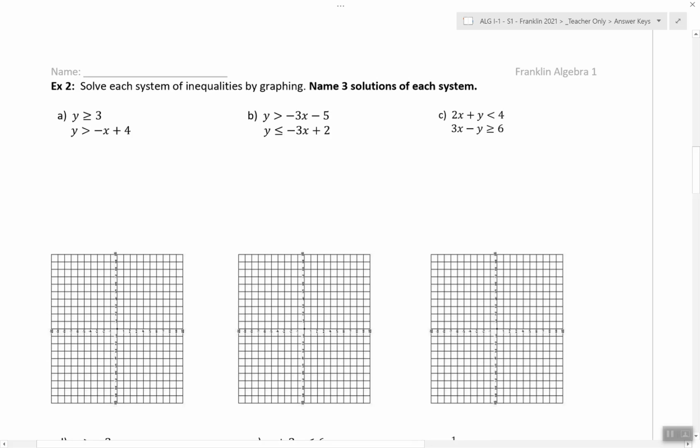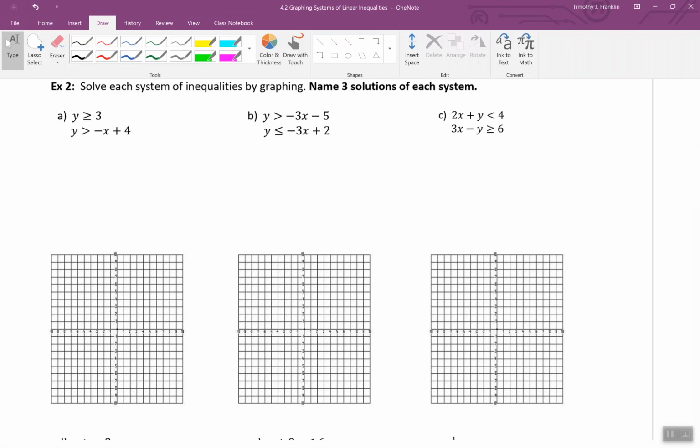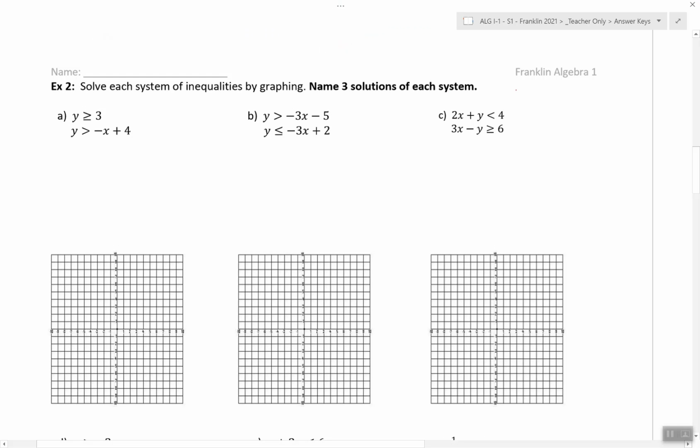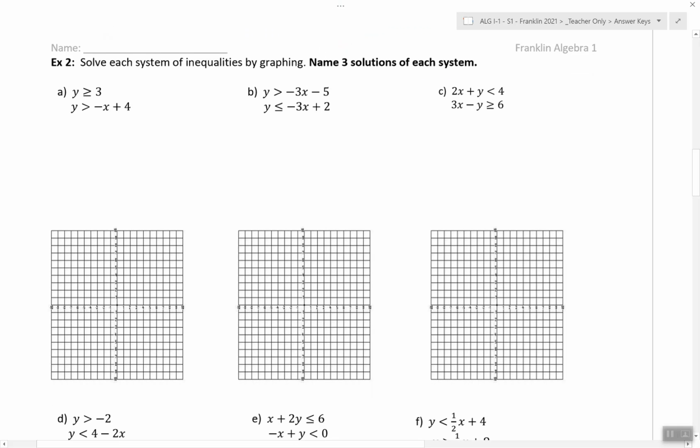Let's do some more examples. So we have to graph each system and then name 3 solutions of each system. So any 3 points that are in the shaded region. All right, so y is greater than or equal to 3. That's a horizontal line here at 3. We'll use a solid line because it has the equal to bar. And it gets shaded above, greater than.